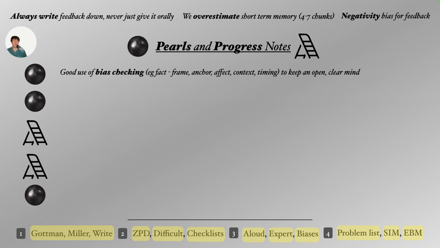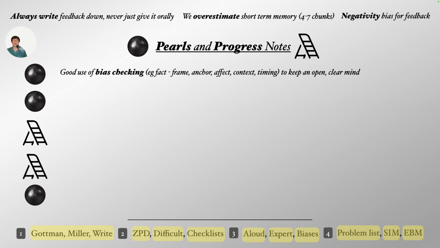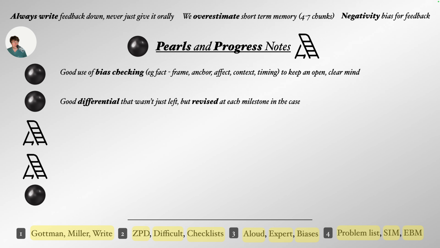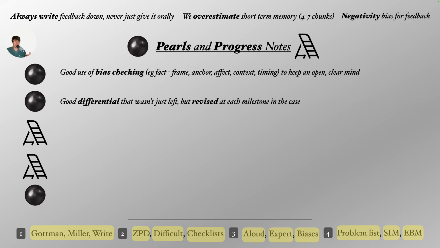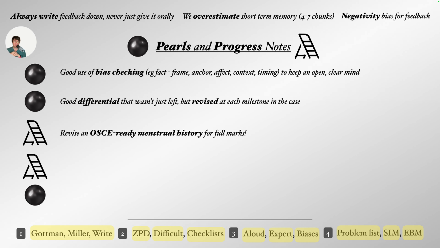So the first pearl, good use of bias checking, okay? You checked your framing bias, you looked at your affect and the context and time. Second good thing is that there was a good differential there. It wasn't just left, okay? It was revised at every single stage. When the exam came, it was revised. When the investigations came, it was revised. So that was all really good news.